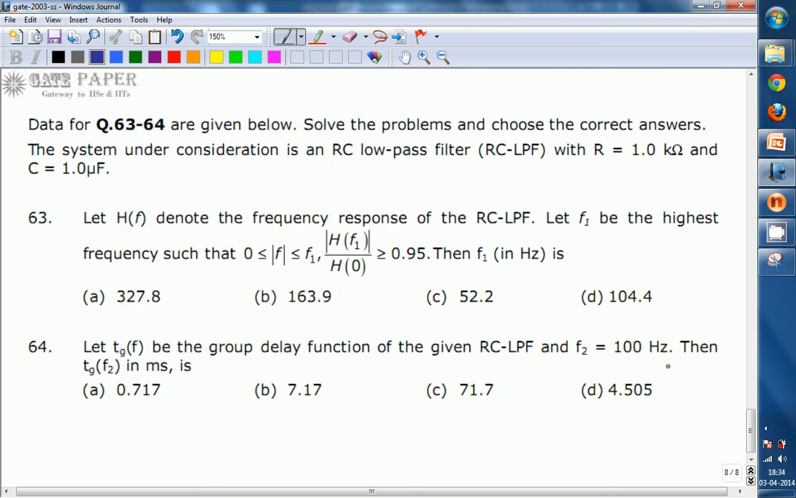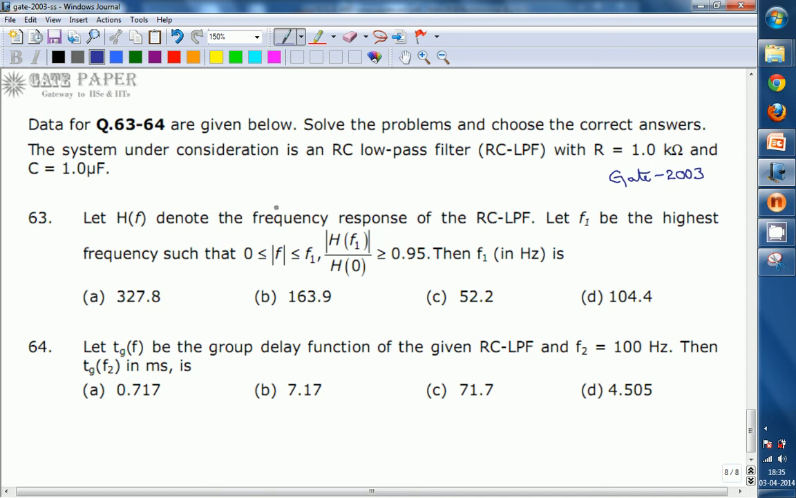Now we are going to see the question from Signals and Systems given in GATE 2003, the common data question. Given that, solve the problems and choose the correct answers. The system under consideration is an RC low pass filter with R equals 1 kilo ohm and C equals 1 microfarad.